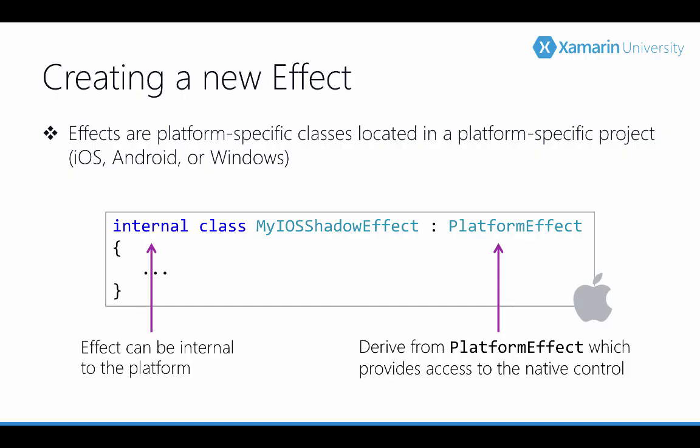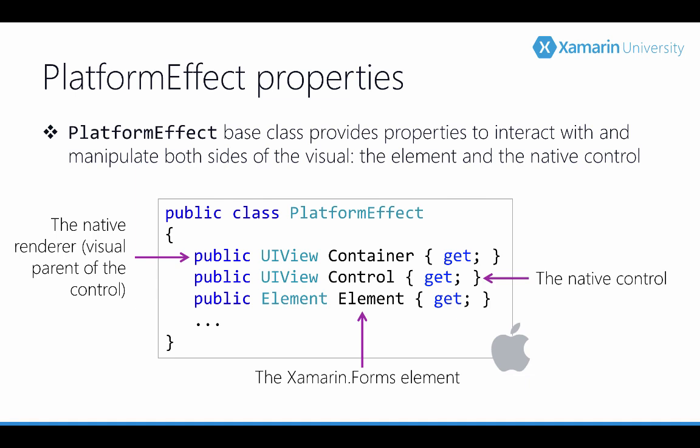So first, an effect is just a class. It derives from the base class PlatformEffect. And it doesn't have to be exposed outside of the platform assembly, and it's good practice to make it internal to the assembly. And this is the default if you don't specify a visibility for your class. The PlatformEffect class has properties and virtual methods to let us manage the effect.